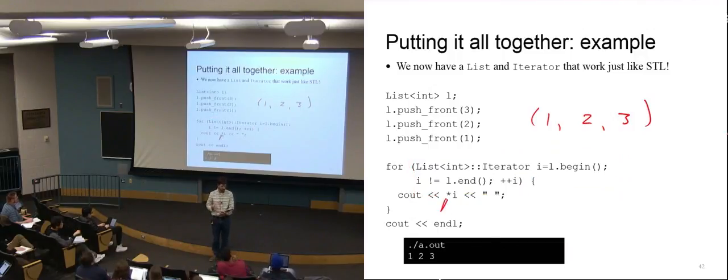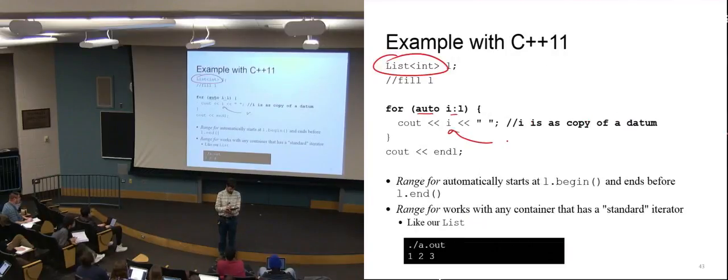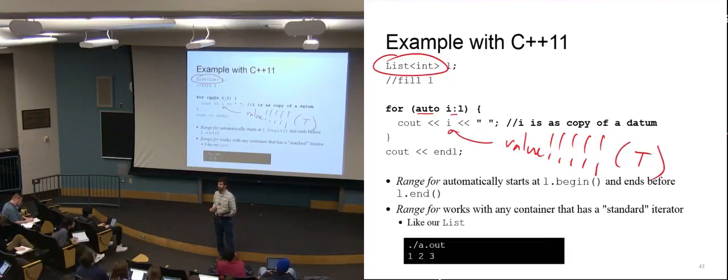I got one difference. Notice here that we had to be careful to dereference our iterator, because we care not about the iterator, we care about what the iterator points to. Range for, this is a value. It's a T. It's a datum. This is a difference between range for and using the iterator directly. So range for is like, please visit by value.